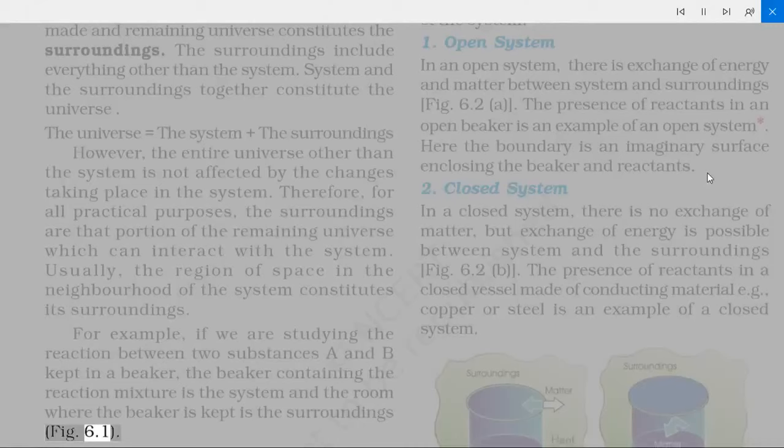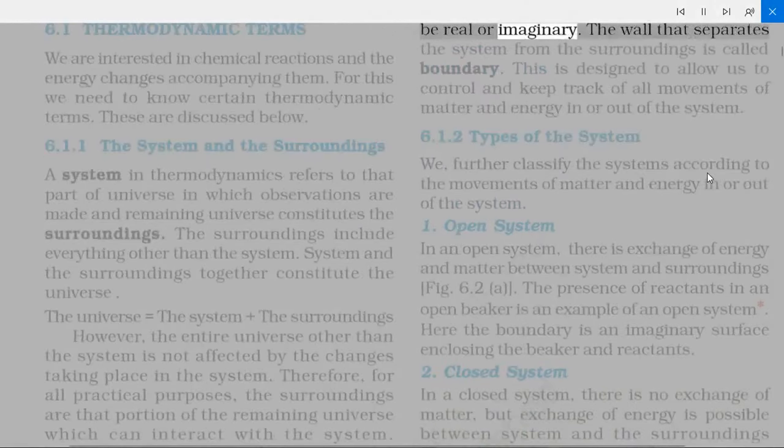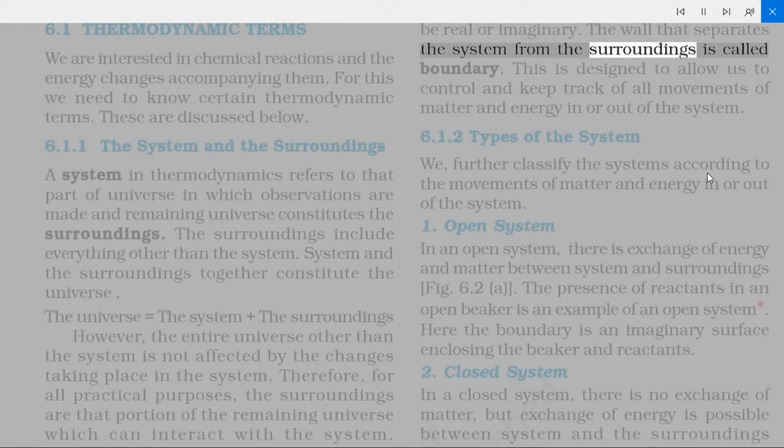Fig 6.1. The boundary can be real or imaginary. The wall that separates the system from the surroundings is called the boundary. This is designed to allow us to control and keep track of all movements of matter and energy in or out of the system.